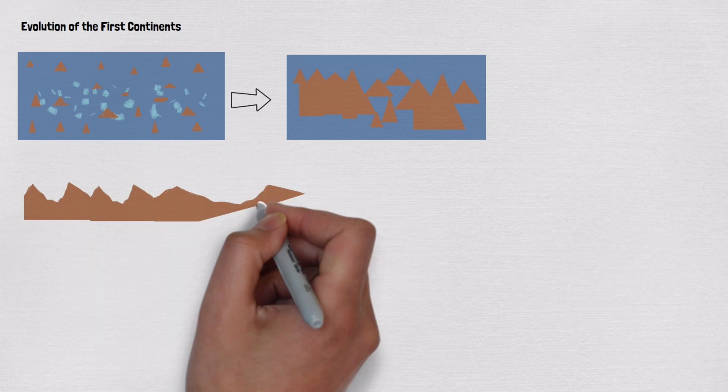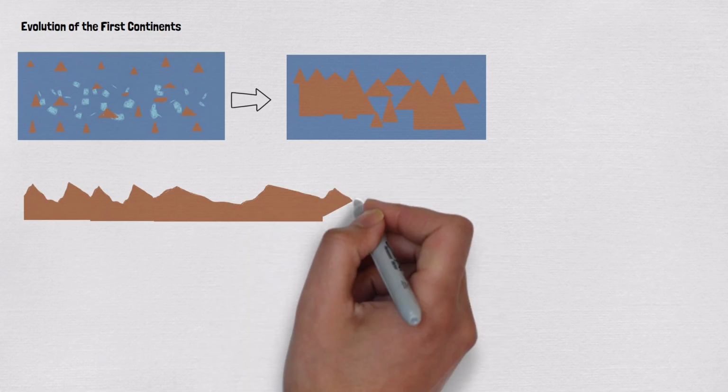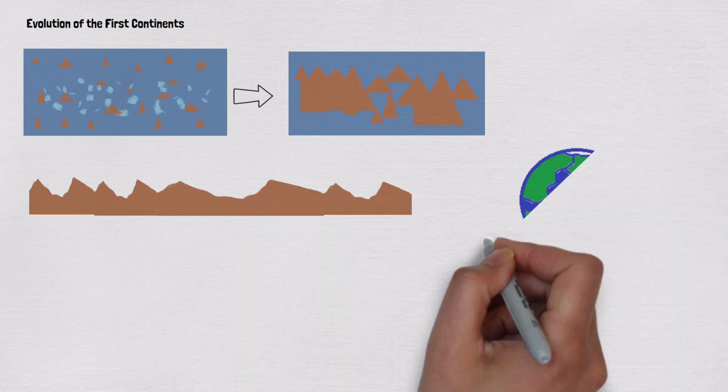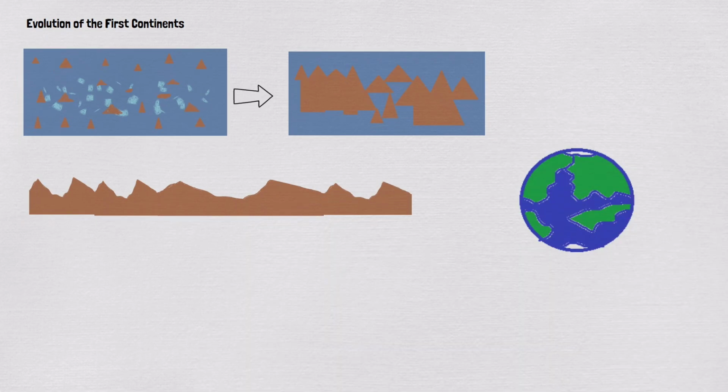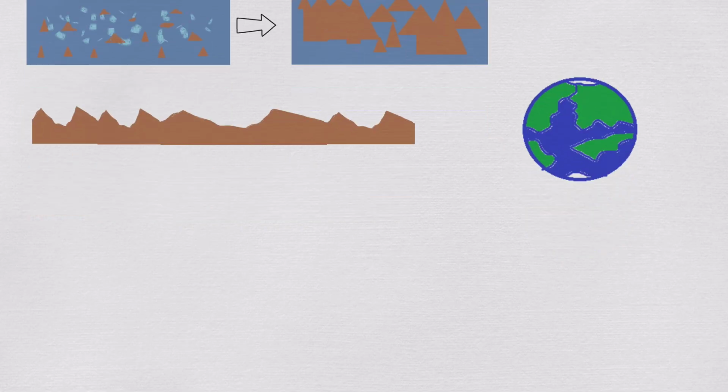Over time, these continents grew larger, with more rock material accumulating in them. This process increased the volume of land and gradually created larger landmasses on Earth's surface.